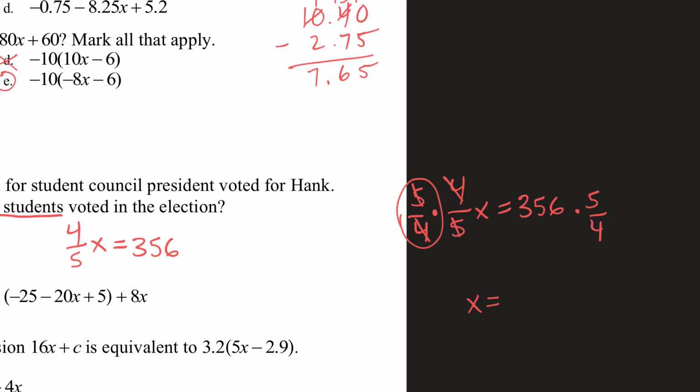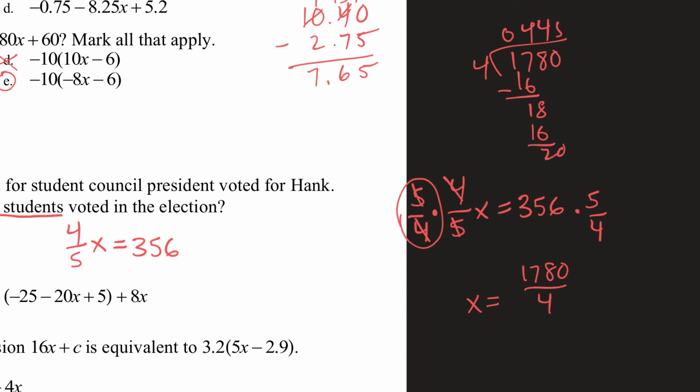Not bad, huh? Well, I figured out that 356 times 5 is 1,780, and then I have to divide that by 4. So 1780 divided by 4. Let's see. That doesn't go into 1, but it goes into 17 4 times, which is 16. 1, 8. That's also 4 times, and that's 16, and that's 2, and that's 5. So there are 445 students that voted in the election.